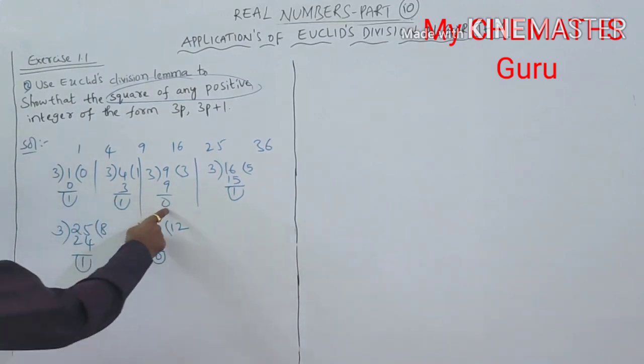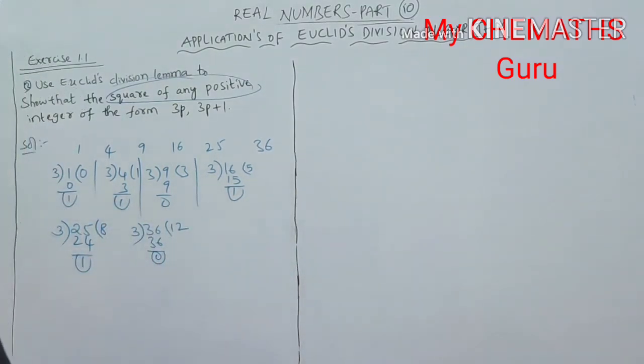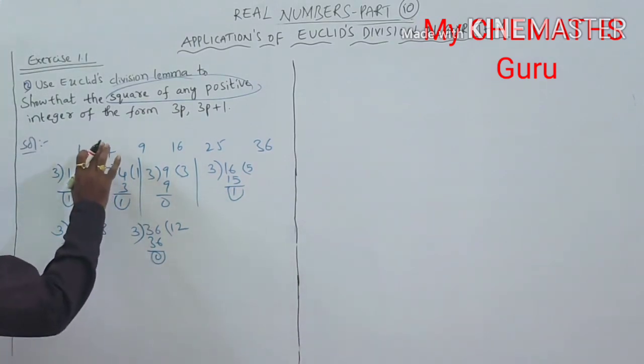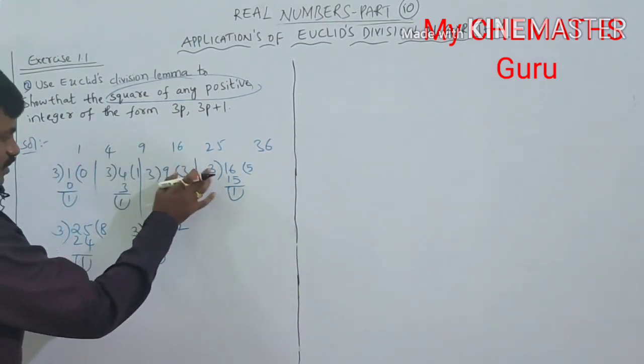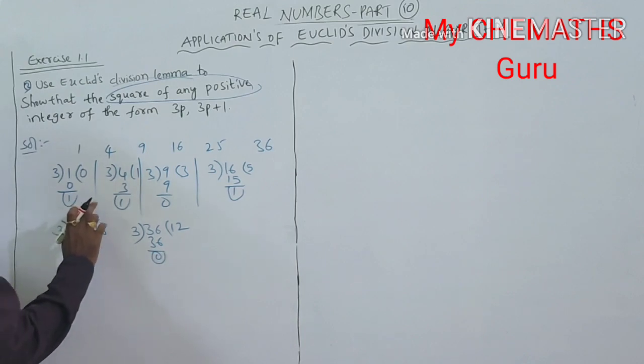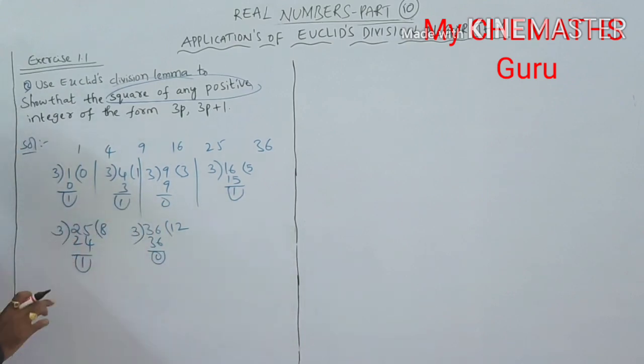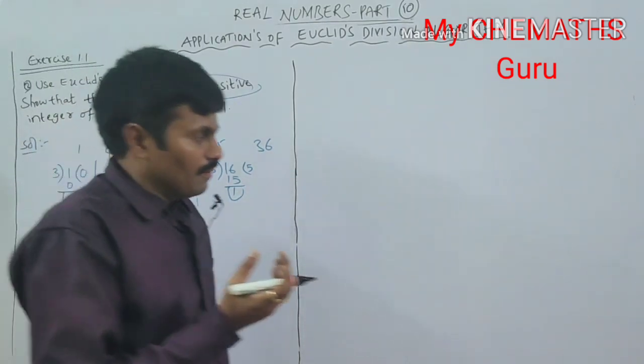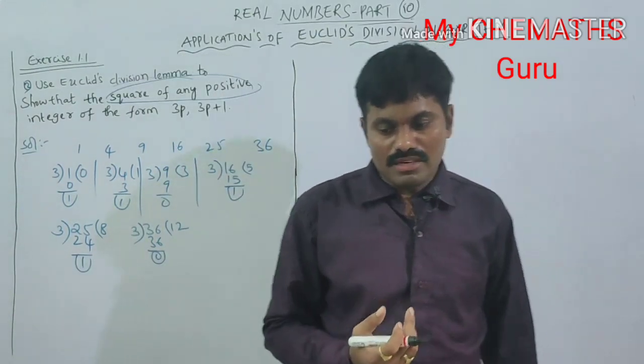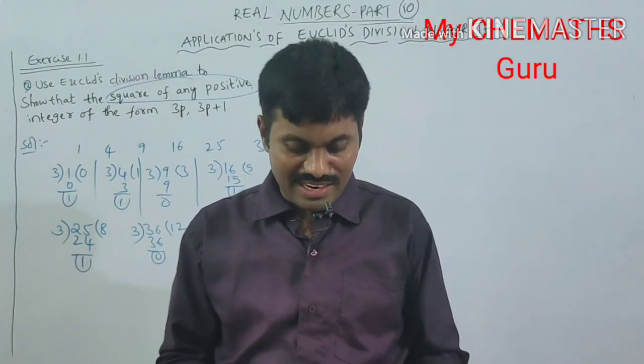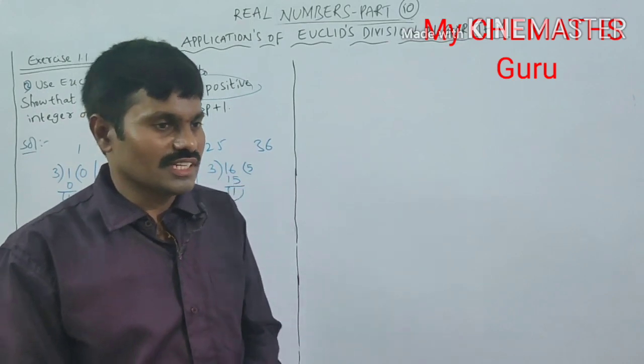See, if you observe, in every case we got remainder either 1 or 0: 1, 1, 0, 1, 1, 0. That means if you divide any square number by 3, we get remainder either 0 or 1. So by taking examples we proved this. But how to use the division algorithm?